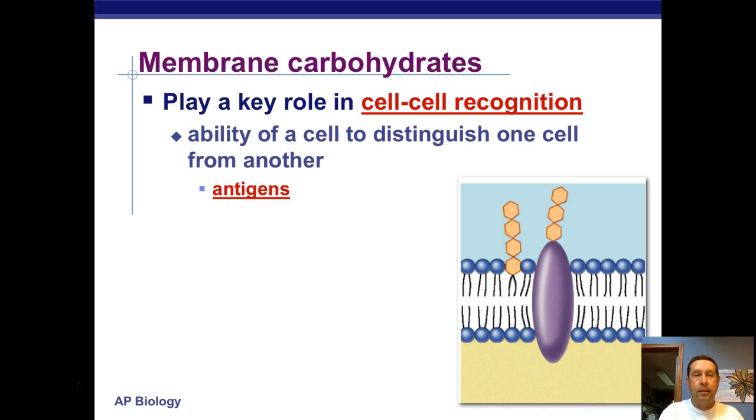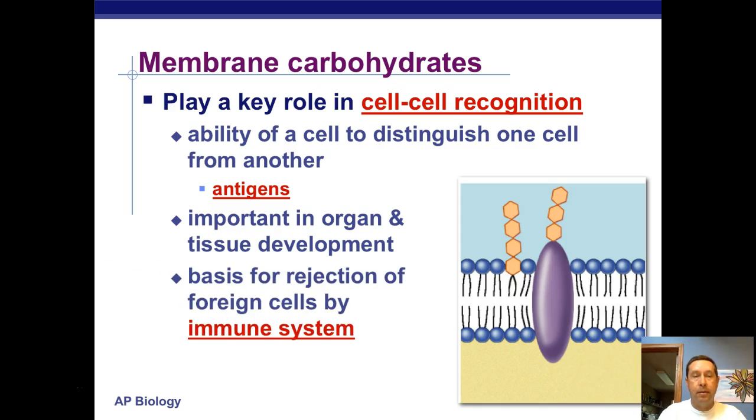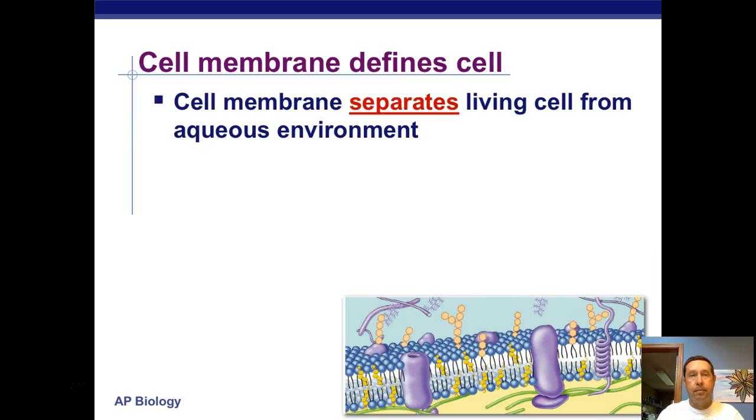There are antigens. These are the markers that the immune system recognizes and things like that. They're important in organ and tissue development. And like I said, they're the basis for rejection of foreign cells by our immune system.